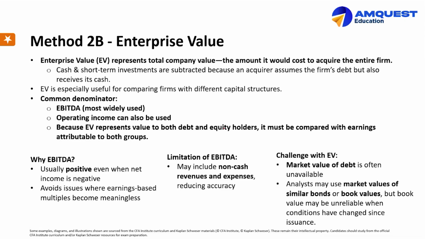The second method of valuation is EV by EBITDA. EV is enterprise value and EBITDA is earnings before interest, tax, depreciation and amortization. This amount we will get from the income statement and this amount we will get from the balance sheet. EBITDA is a direct measure, it is available in the income statement. EV we have to calculate.